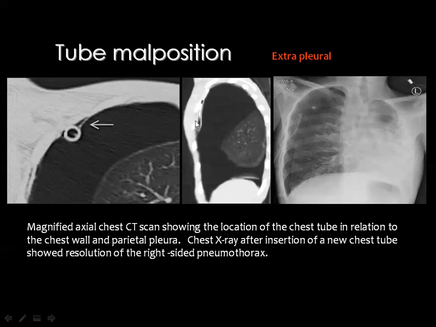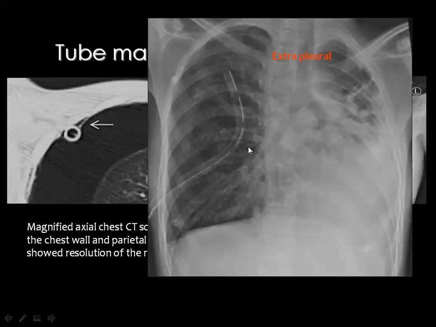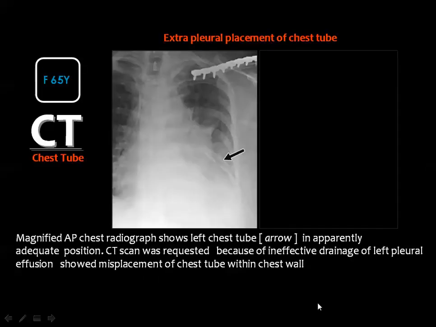And that's why there is no drainage of the air, but after correction of the position of the tube, you can see the radio opaque line, you can see the holes, and you can see also that there has been adequate drainage of the pneumothorax.